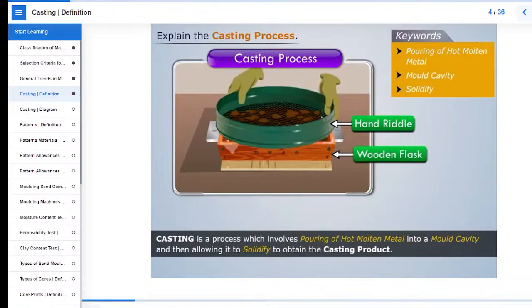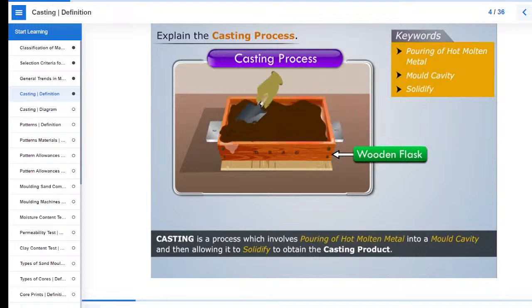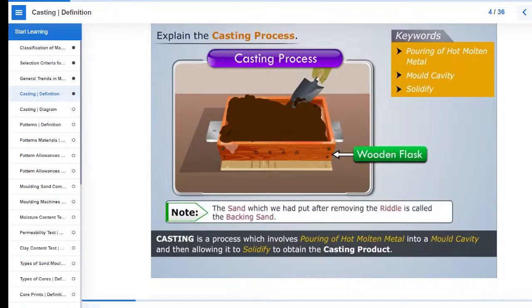Now remove the riddle and put some more sand in the flask till it gets filled completely. Note that the sand which we had put after removing the riddle is called the backing sand.